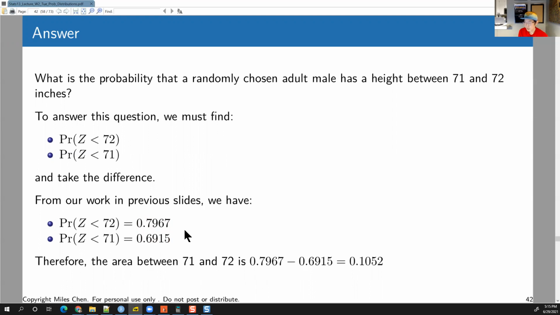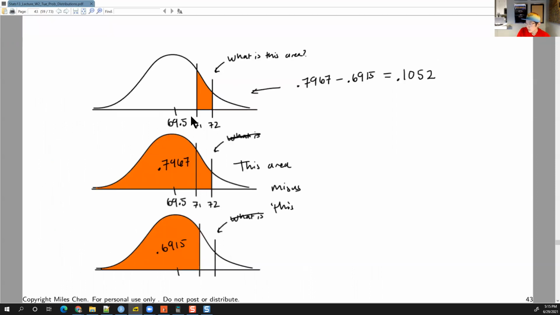I think this question is a little bit better with an illustration. The idea here is, here's my picture. I've got 69.5 in the middle, and I'm drawing two cutoff lines, one at 71 and one at 72.